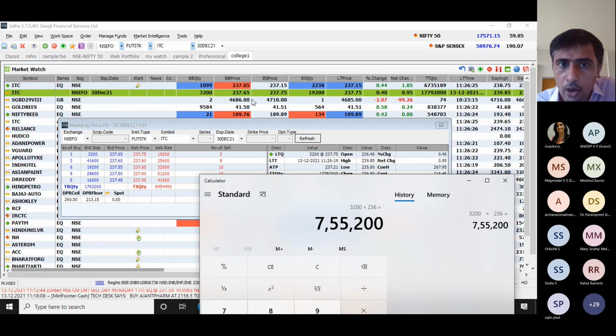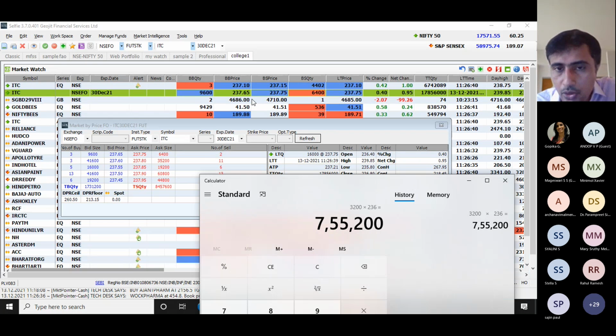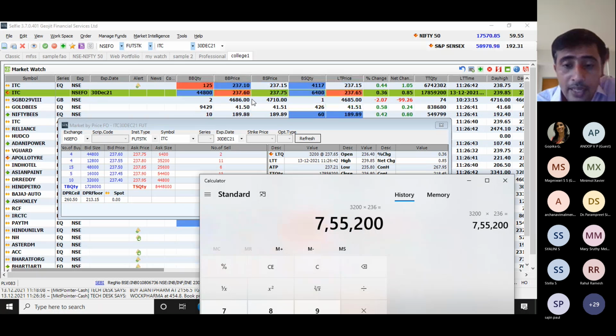Futures and options, the derivative market, is a place that should be treated as a hedging instrument. Derivatives were introduced in the market as a marketplace to play a part as a hedging tool.